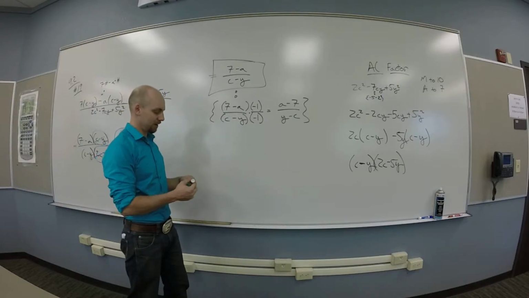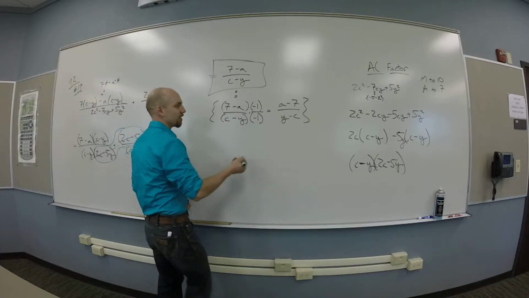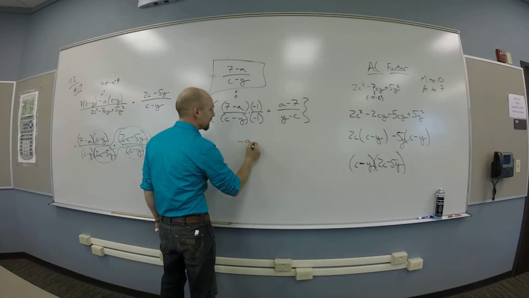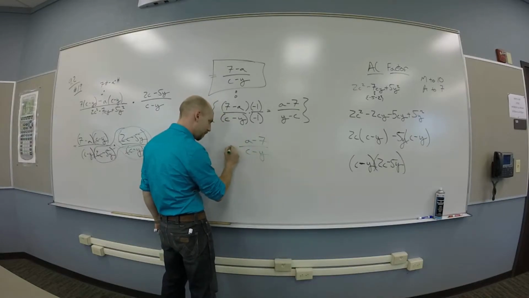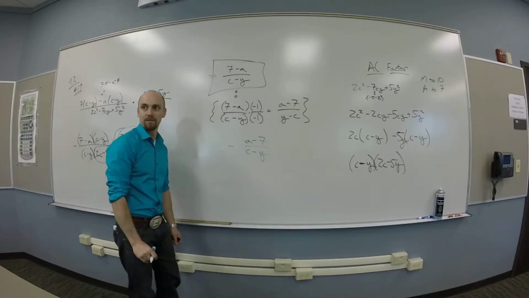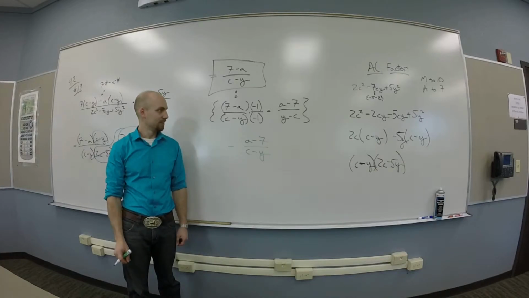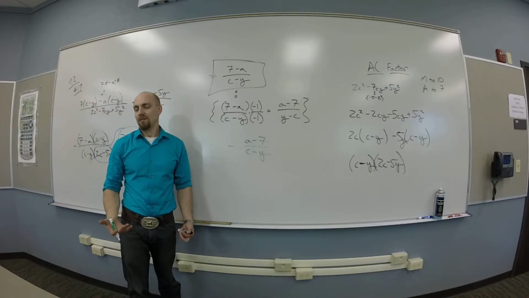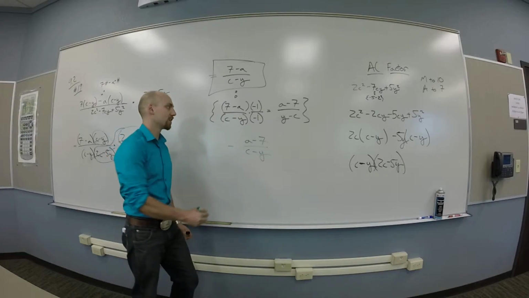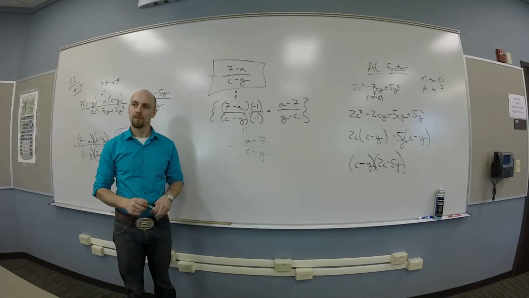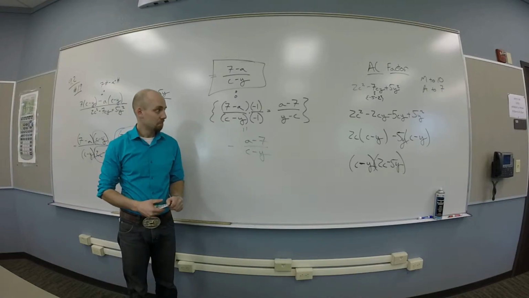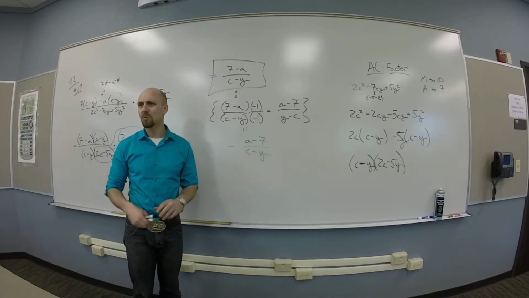There's a lot of different ways for me to rewrite this, actually. Another thing we could write that would be equivalent is minus (a minus 7) over (c minus y). You guys see that? There's lots of different ways to write this. It doesn't particularly matter which one. Did I do something wrong? No. These often get expressed in different forms.